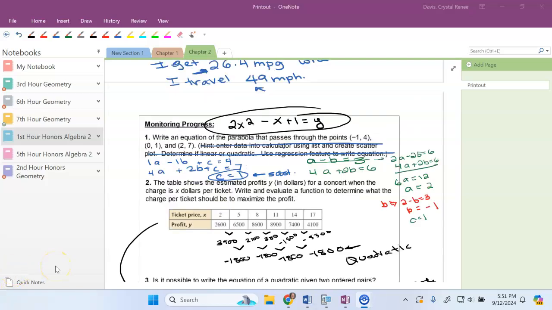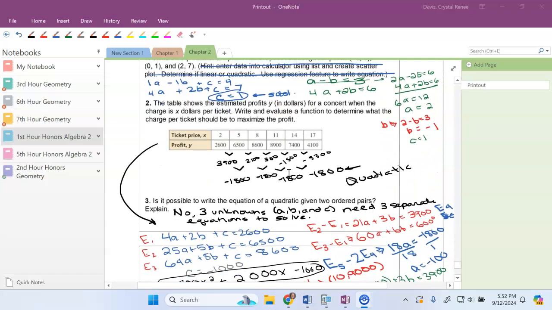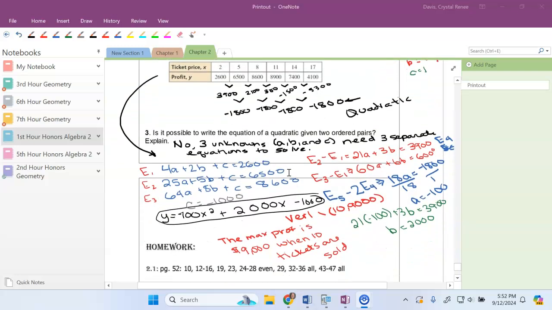All right, so number 1 was quite a bit easier than number 2, at least a lot smaller numbers. So when we set up a system, it was nice because C is just 1, that's a given. So we can immediately plug it in and just have 2 equations with 2 variables. So you should get 2x squared minus x plus 1 as the equation. The second one is a little more complicated. I needed a lot more room.